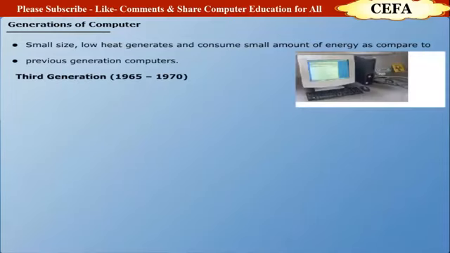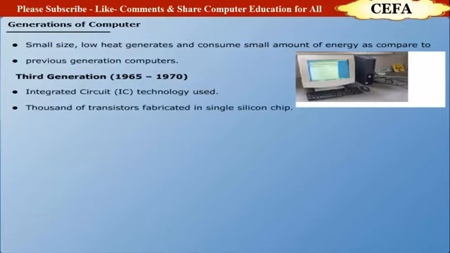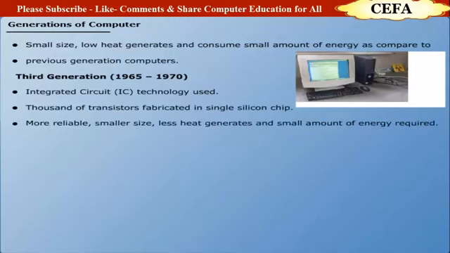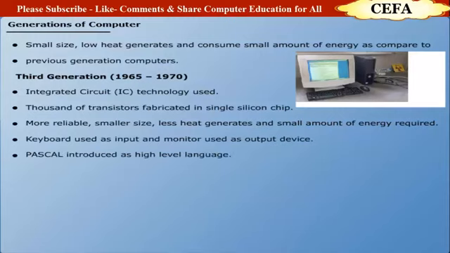Third generation 1965 to 1970. In third generation of computers, integrated circuits replaced transistors. Integrated circuits consist of thousands of transistors fabricated in a single silicon chip. These computers were more reliable, smaller in size, generated less heat, and required less power and energy. Keyboards and monitors were used as inputs and outputs. Pascal was used as a high-level language.